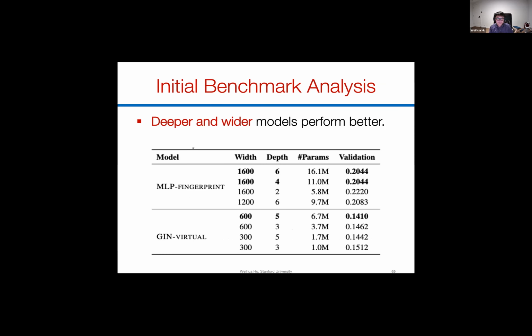We also did a lot of ablation study on the depth and the width of the MLP and the graph neural networks, and we often find that deeper and wider models perform better.